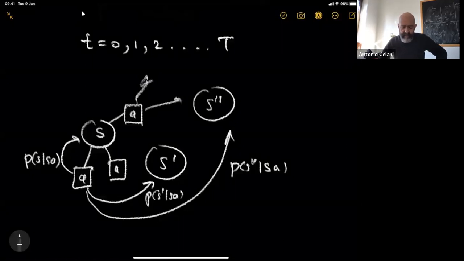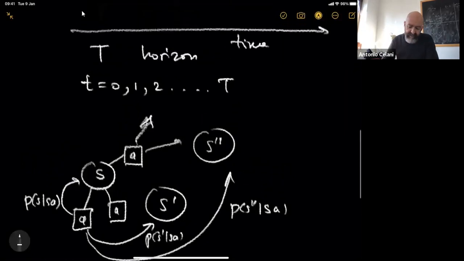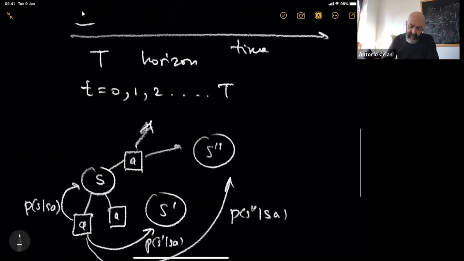Okay, and this is a graphical description which reminds more of how you would describe a Markov chain with all the arrows that go from one state to another.